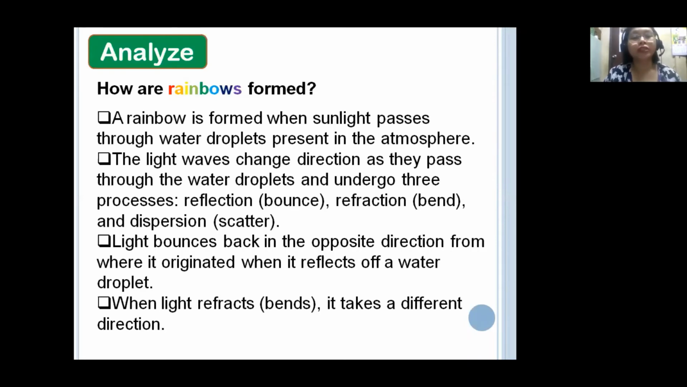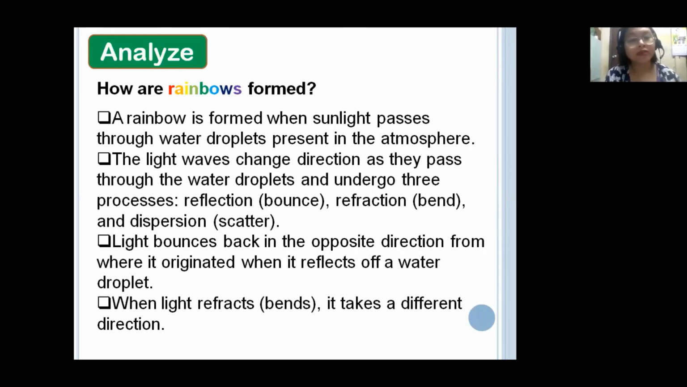So, meron tayo diyang 3 processes: reflection. Reflection hindi na pasama dito because you already studied that in grade 7. Reflection, by the way, is the bouncing of light. Like when you look at the mirror, di ba nagbabounce, nakikita mo yung reflection because the light bounces back. So that's reflection. Then we have refraction. Refraction means bending of light, and then dispersion, which is the scattering of light.